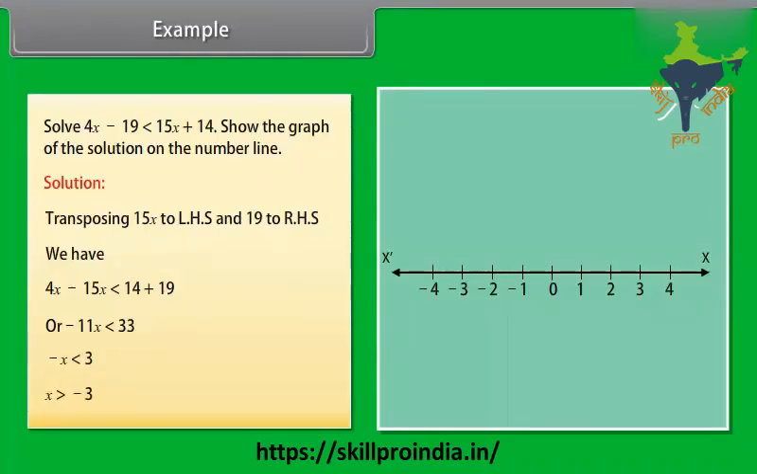This inequality is shown on a number line. First, we draw an open circle because x is not equal to minus 3, and an arrow to the right because we want values greater than minus 3.